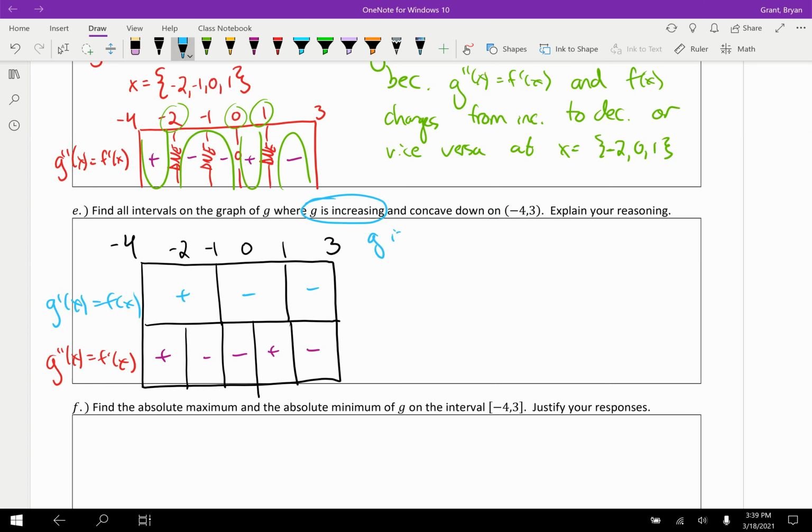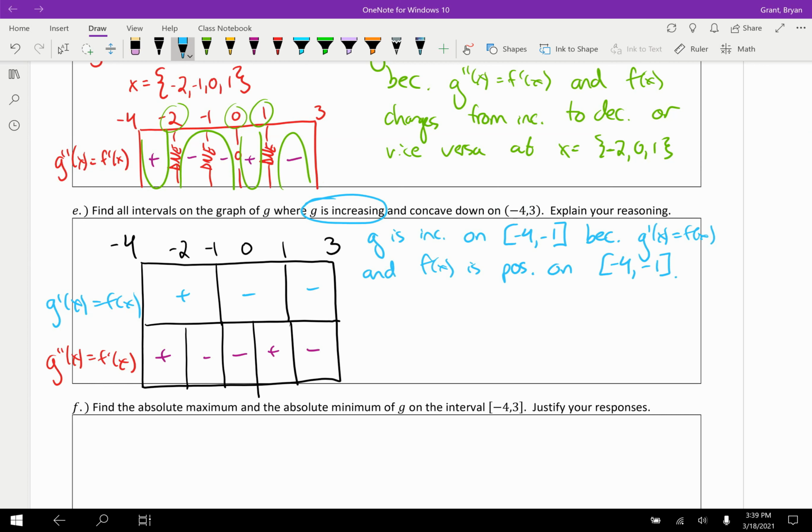It makes more logical sense to me. So I'll say G is increasing on -4 to -1 because G prime of X equals F of X, and F of X is positive on -4 to -1. That's what our sign chart tells us.